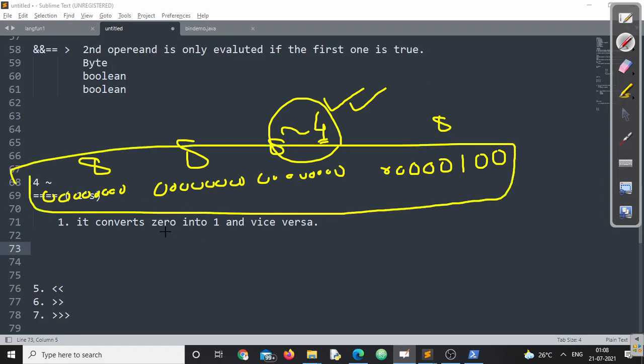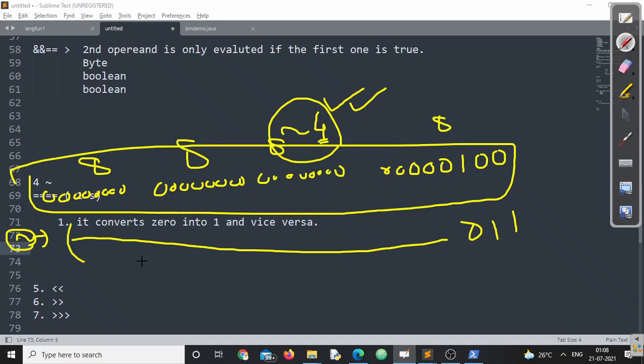Now the next question is, we are trying to find out the ones complement. How to do that? Remember, ones complement will convert all the zeros into 1 and all the ones into zeros. Means now the answer will be: this 0 will be 1, this one will be 1, this one will be 0, and the remaining are all ones. So this is my final answer, and this is in binary format.